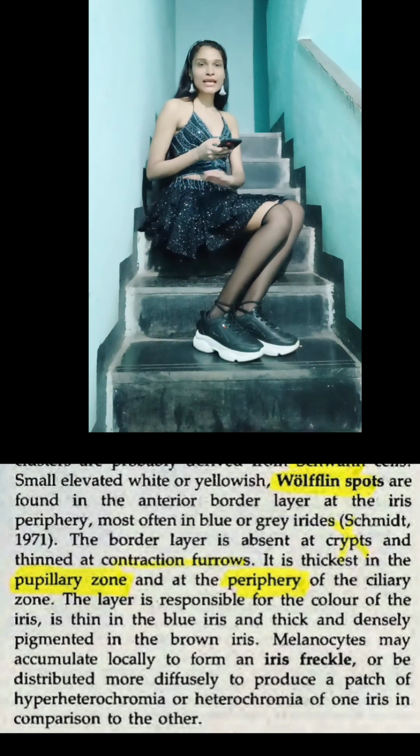And this anterior border layer is thin at the contraction furrows and it is the thickest at the pupillary zone and the periphery of the ciliary zone, and it is absent over the crypts. Once again, the anterior basement membrane or anterior border layer of the iris is absent on the crypts. It is thin over the contraction furrows, then it is thickest in the pupillary zone and at the periphery of the ciliary zone.